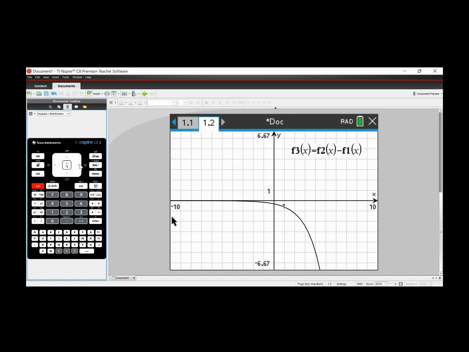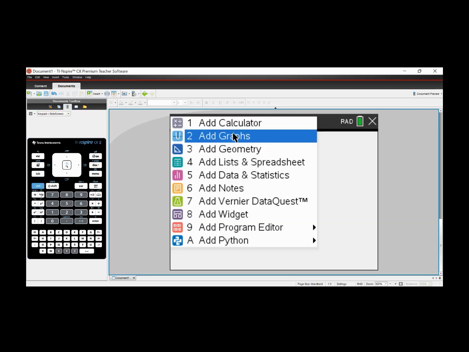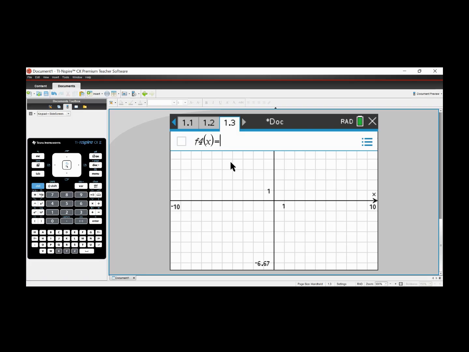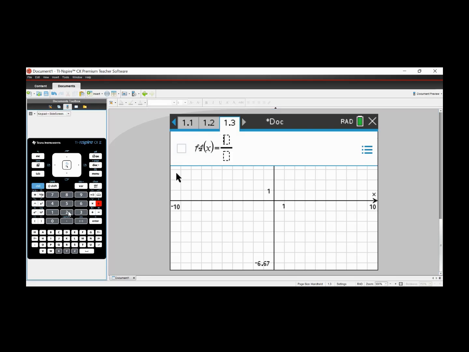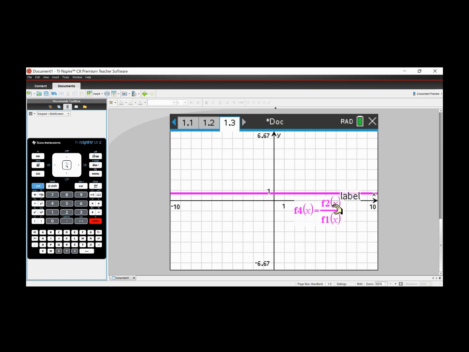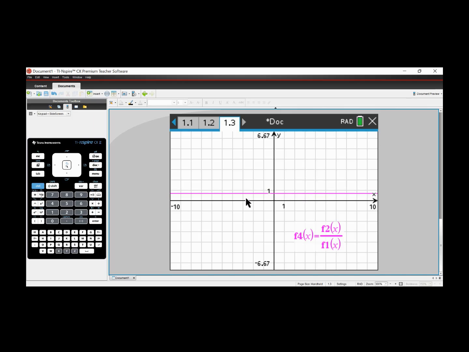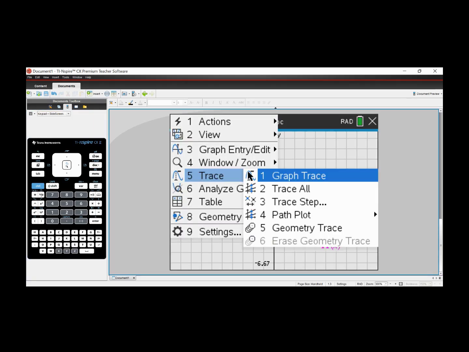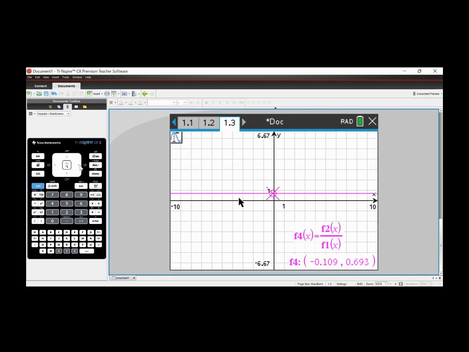So now I'm going to add a new page. And this time I'm going to look and see if their ratio is constant. So now I'm going to press control division to get a fraction key. And I'm going to put F2 of x in the top, and then F1 of x in the bottom. And we'll graph that. Now that is a linear function. I can see it. It doesn't change values. If we trace and we look, that y value is always 0.693. It is never changing.